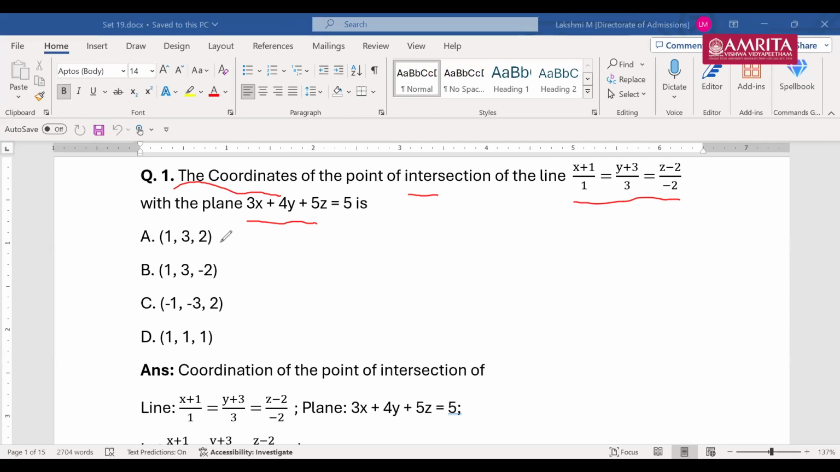The options are something like this: (1, 3, 2), (1, 3, minus 2), (minus 1, minus 3, 2), (1, 1, 1). So you have to be really careful about the sign here. Even if you are having the answer 1, 3, 2, you have to be really careful about the signs. Sign is very, very important because in all the exams that you're going to write of different colleges or different universities, there is something called negative marking. You have to be very careful.